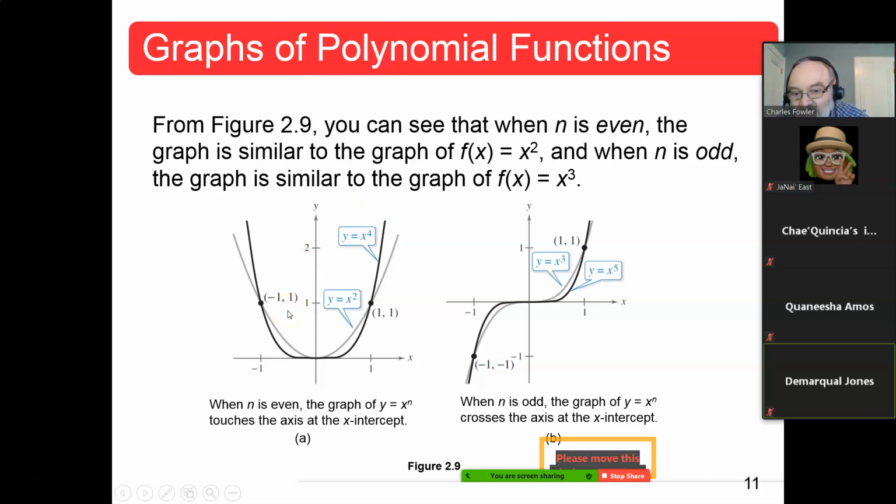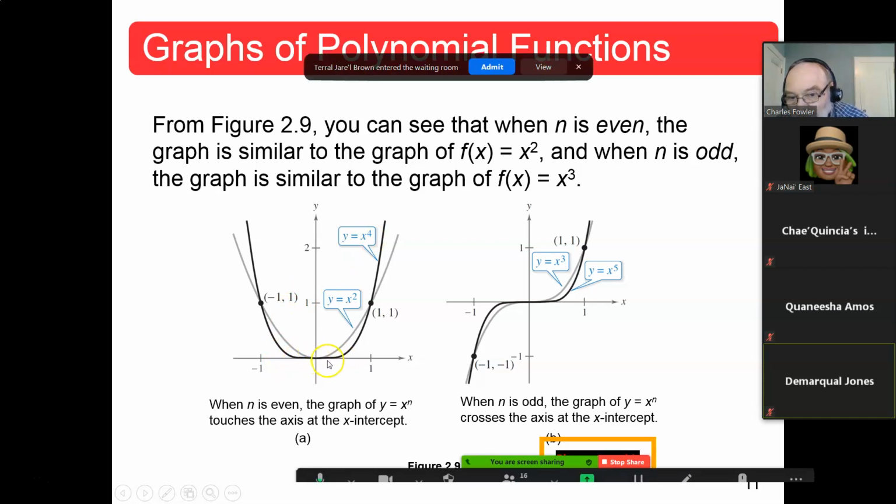Here's the difference. The higher the power, the sharper it comes down through minus 1, 1 and goes up through plus 1, 1. Okay? The steeper it gets, the higher the power, and the flatter it gets near 0, 0.